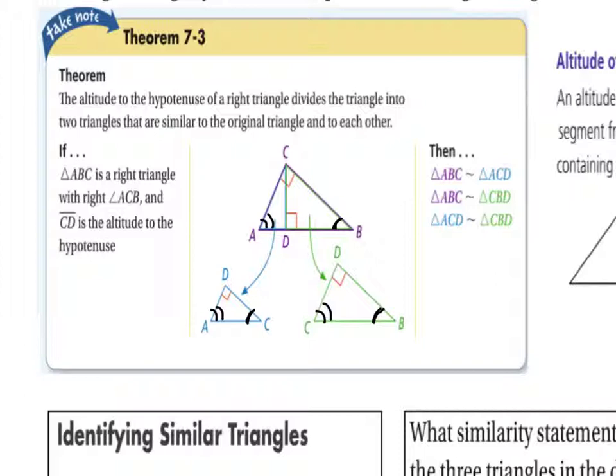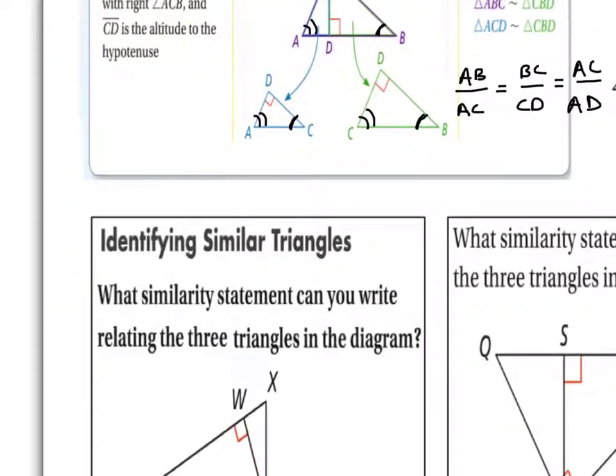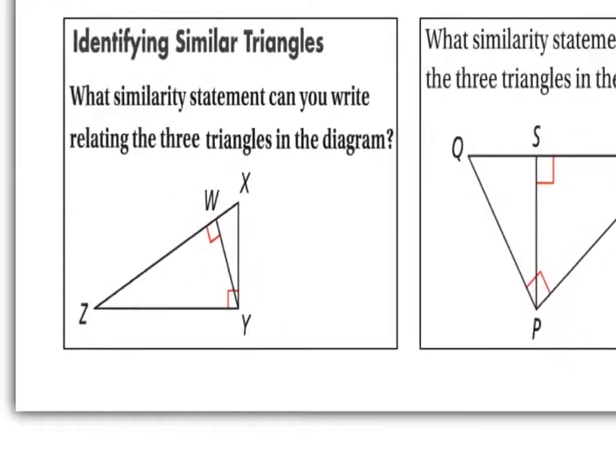Okay, so we can also say, as you look at these, that the sides are proportional. Now, again, if I drew this out, it would be side AB over side AC equals side BC over side CD, and that's going to equal side AC over side AD. Okay, that would be the simplified version of it. All right. So, what theorem 7.3 says now is if we draw an altitude, we can create three similar right triangles.